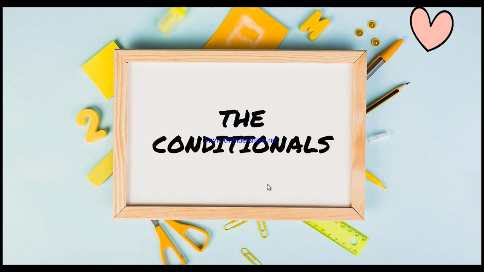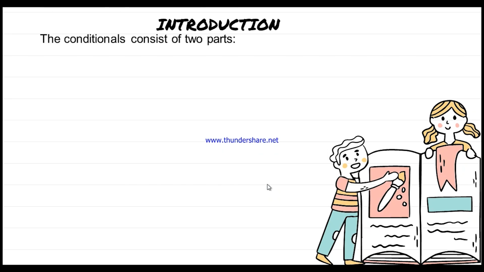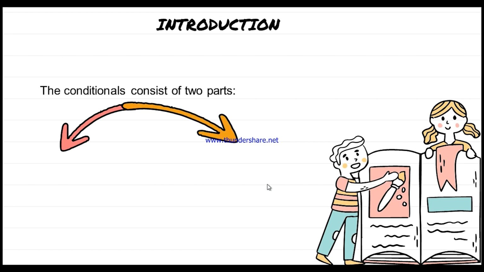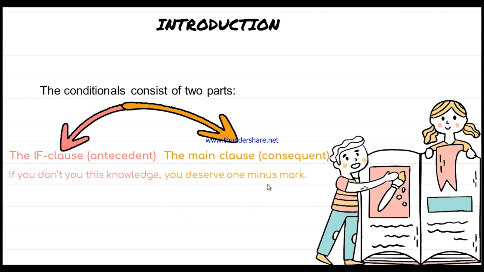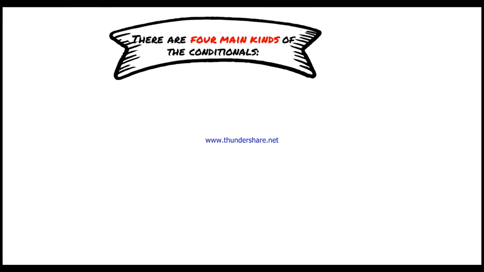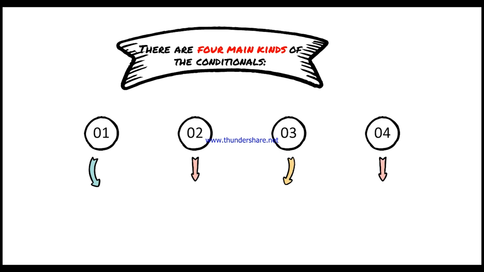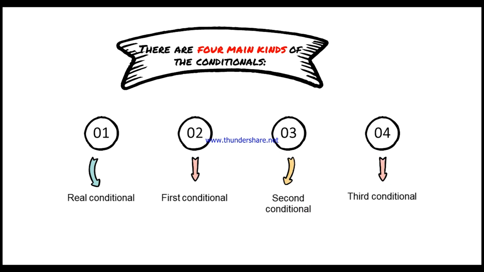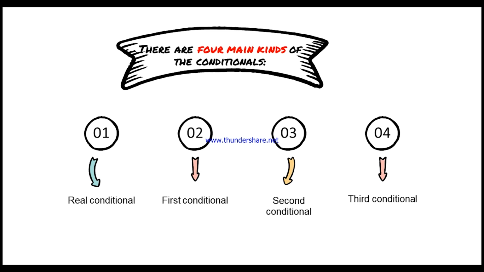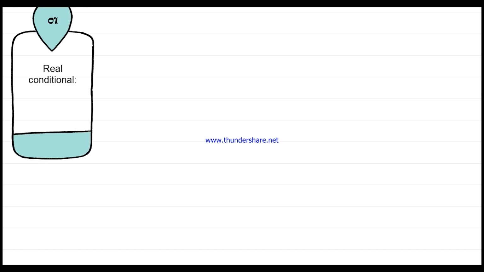Today we're gonna learn about the conditionals. So the conditional consists of two parts. The first part is the if clause, or the antecedent, and the second part is the main clause, or the consequent. And there are four main kinds of the conditionals: the real conditional, the first conditional, the second conditional, and the third conditional.